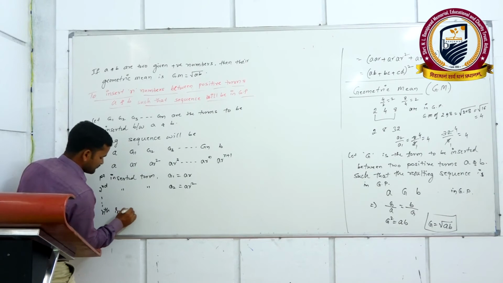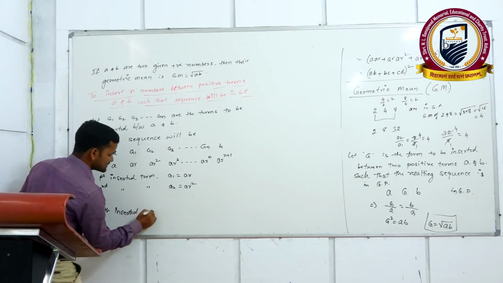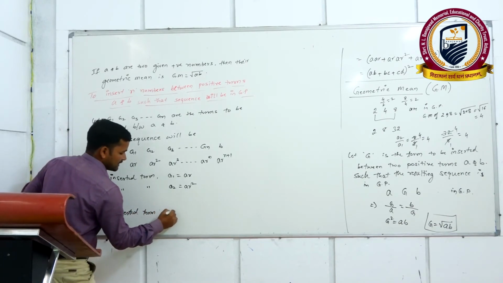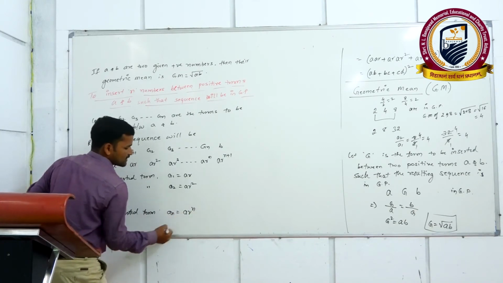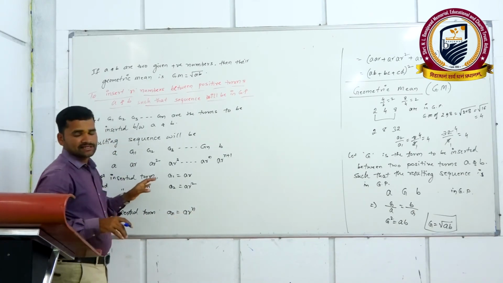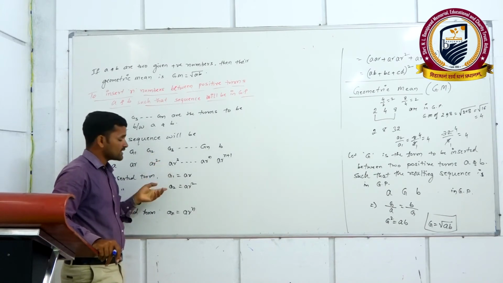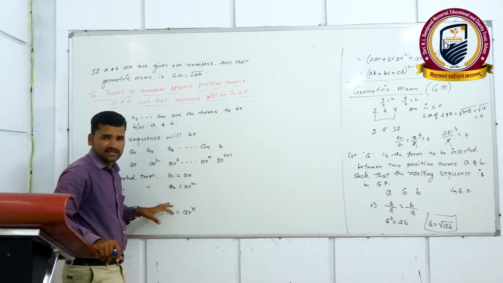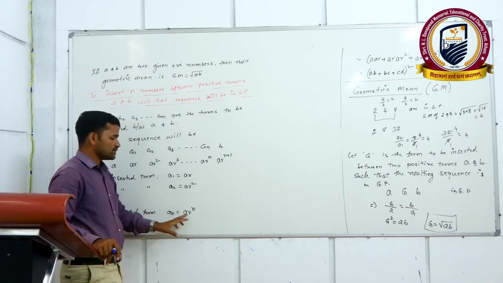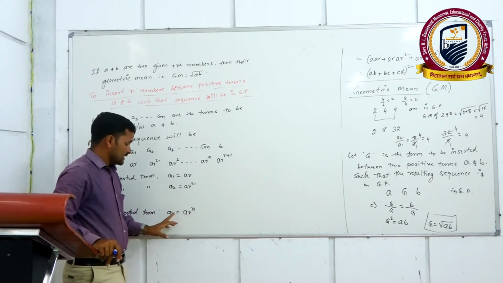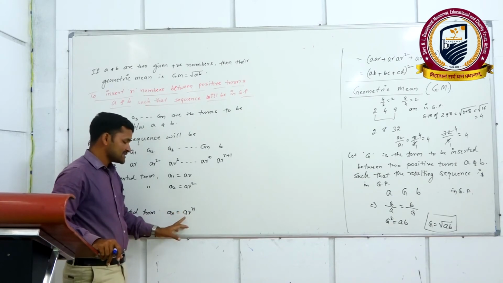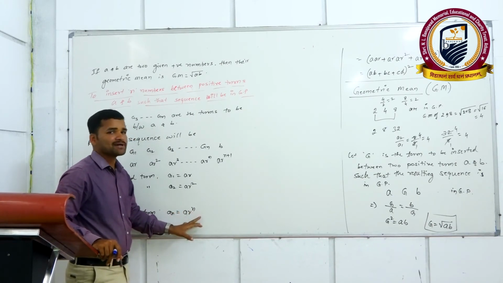Nth inserted term will be Gn is equal to A into R to the power n. We should not confuse the general terms of the geometric progression with the terms we are inserting here. For inserted terms, A into R to the power of n will be there. In general, the nth term will be A into R to the power of n minus 1.